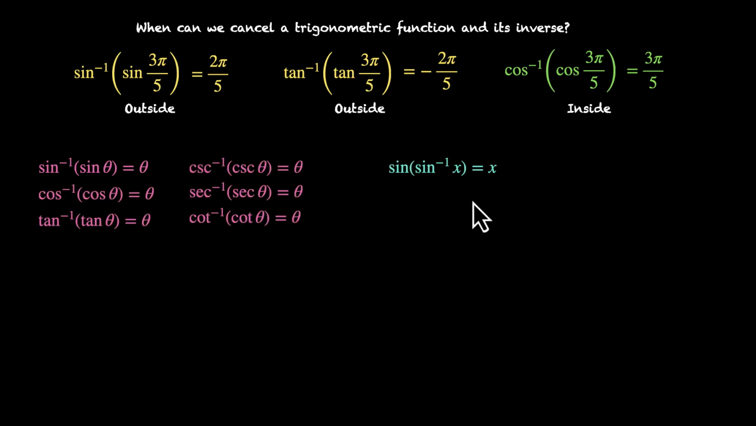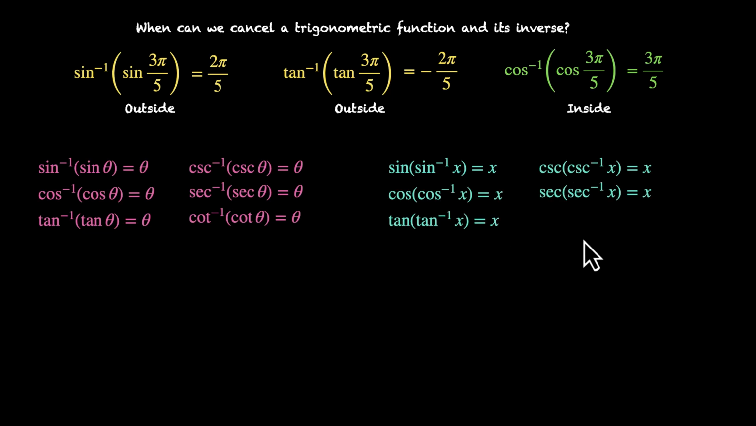And it also works in reverse as well. Here we have to be careful about the range. This theta should be in the principal value branch. And here we have to be careful about the domain. This x should be part of the domain of sine inverse. For example, we can't have x as 50 here. Sine inverse can only take values from -1 to 1. If that's the case, we can cancel sine and sine inverse and write just x. This works for all 6 functions.